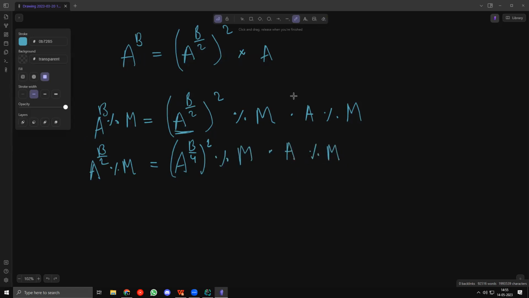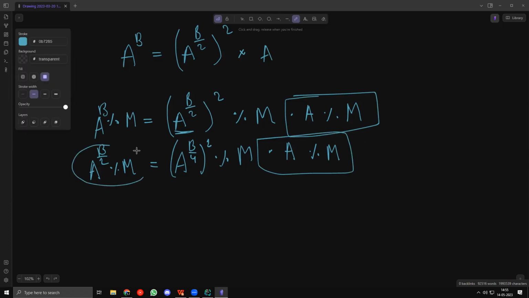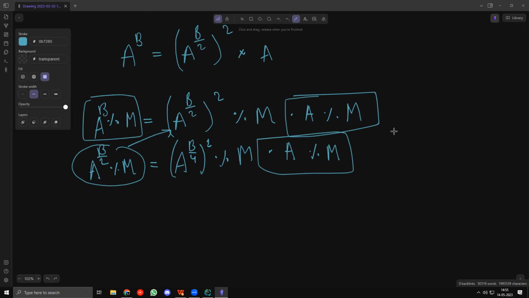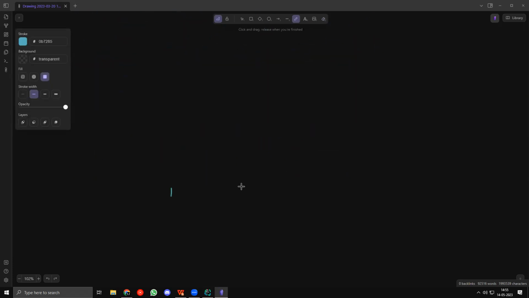It depends on whether it's even or odd, but I know you get the idea. But basically, this is the value that I'm going to be inserting for a to the power of b by 2. Right, Nikhil? So this power function always returns a value modulo m. This will happen until 1.